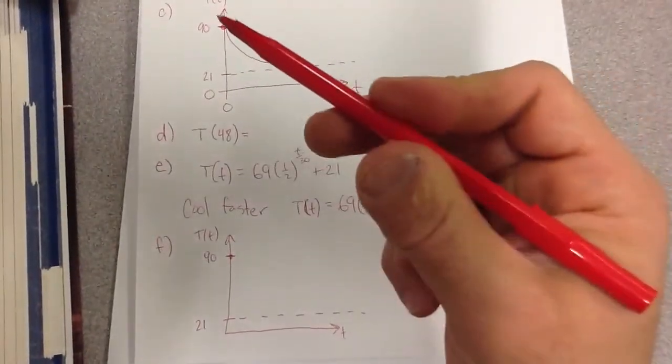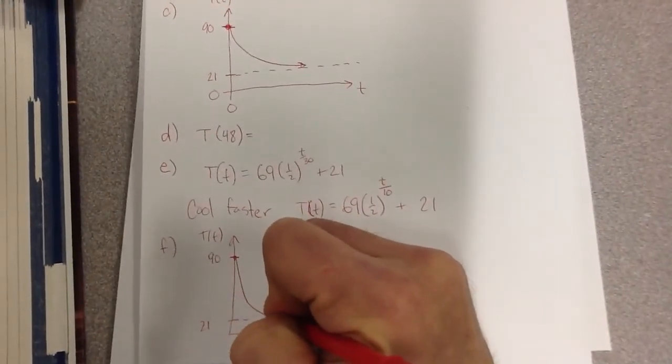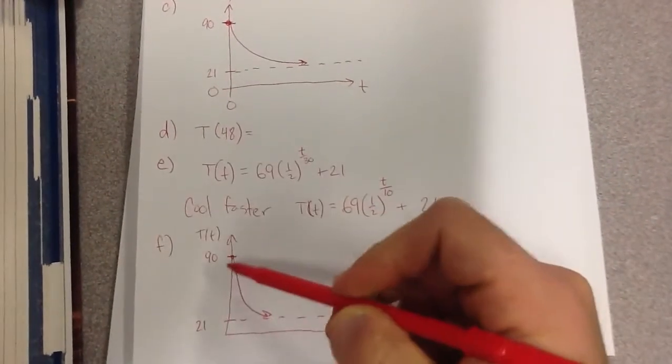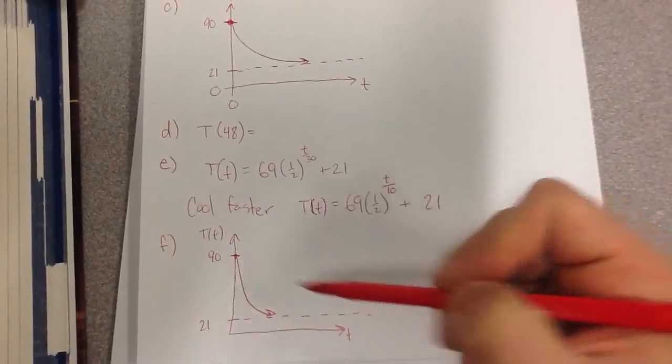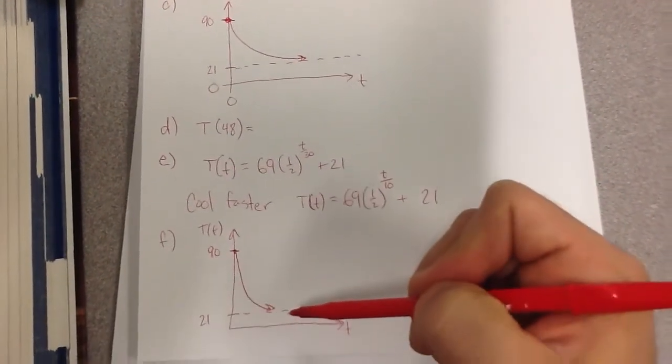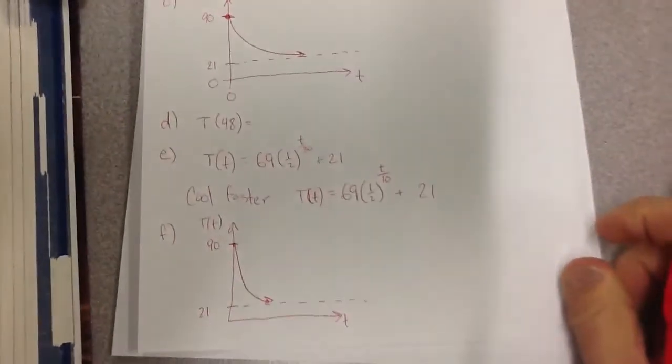This one decreases, you know, there you go. But this one has to decrease much quicker. So it may look something like that, much steeper. Okay, that's how it would change. And then it would get closer and closer to 21. But it got very close to 21 very quickly, where this one took more time to get closer to 21.